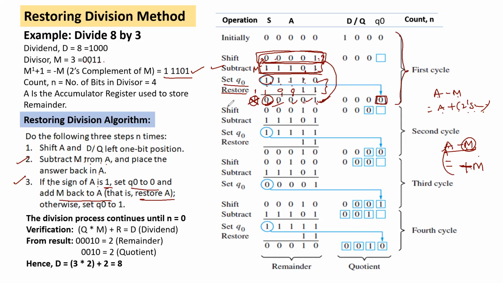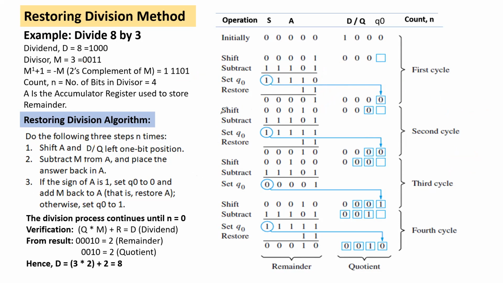Now let us move to the second cycle from this stage. Again you have to follow the same 3 steps. First, the initial step is the shifting operation. What is shifting? A and Q. The A bits are these bits, and these bits we have to move towards the left side by 1 bit position. 0, 0, 0, 0. Next 1, 0, 0, 0. This will cancel, and one more LSB bit should be empty. This is an empty box.